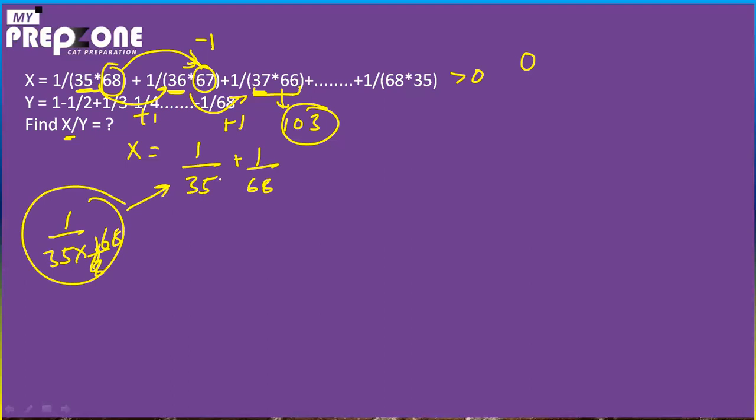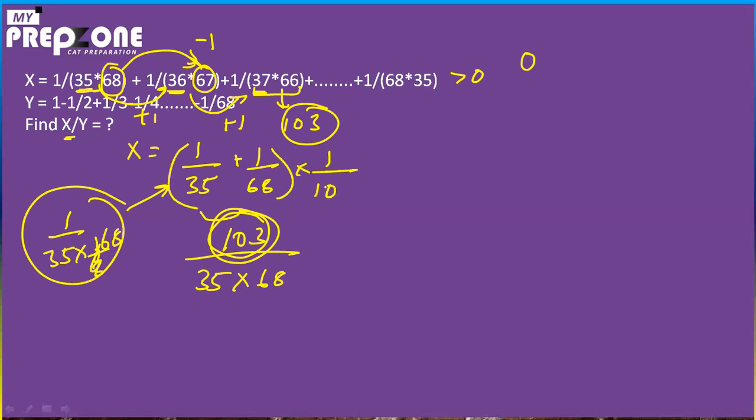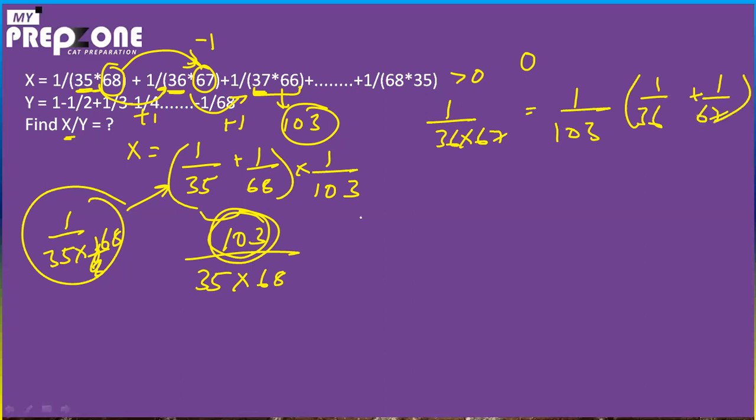So I've written this as this, but if you try to solve this, what you end up with is 35 into 68 as the LCM. The numerator is 103, right? So you have an extra 103 in your numerator. If you have to get rid of it, you basically multiply this by 1 by 103, right? You can put this number like this. Similarly, 1 by 36 into 67, you can write as 1 by 103 into (1 by 36 plus 1 by 67). I hope now you would have seen the pattern.